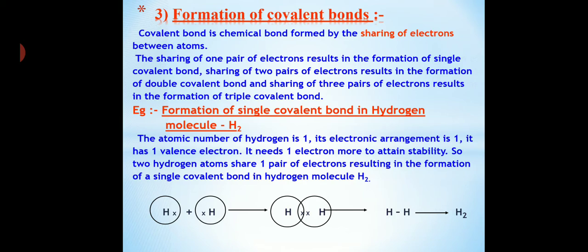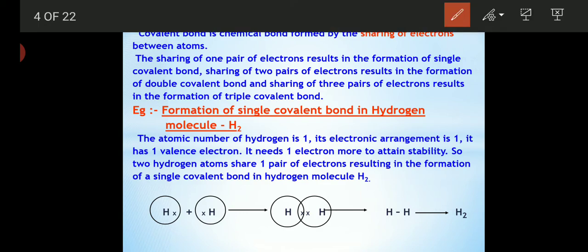So, 2 hydrogen atoms share one pair of electrons, resulting in the formation of a single covalent bond in the hydrogen molecule. See here, hydrogen consists of one electron. It shares this electron with another hydrogen atom. Both atoms share these two electrons. This one shares its electron with this electron. Similarly, this hydrogen atom shares its electron with the electron from the other hydrogen.